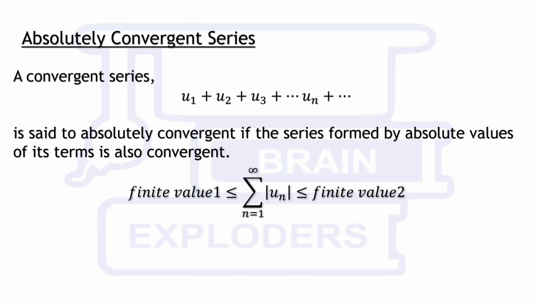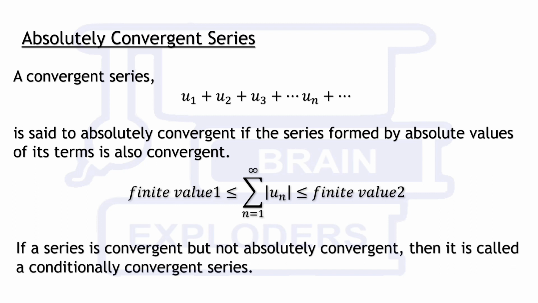Absolutely convergent series. A convergent series is said to be absolutely convergent if the series formed by absolute values of its terms is also convergent. If a series is convergent but not absolutely convergent, then it is called a conditionally convergent series.